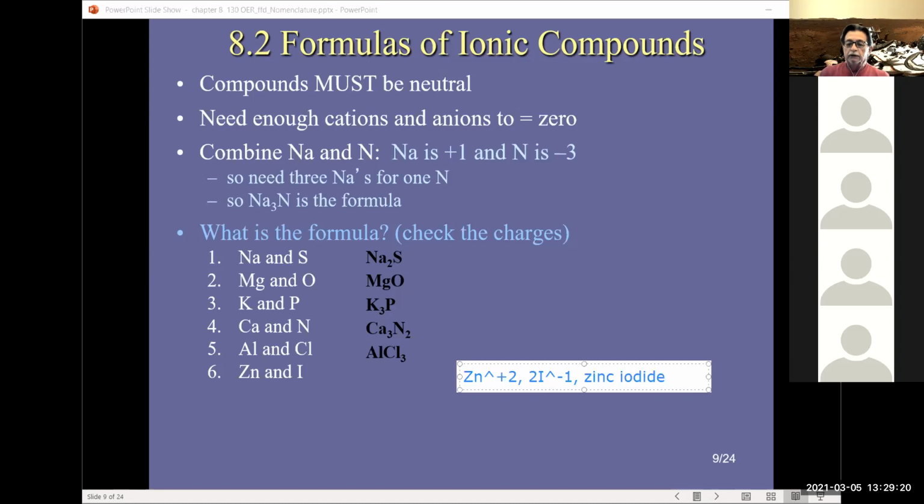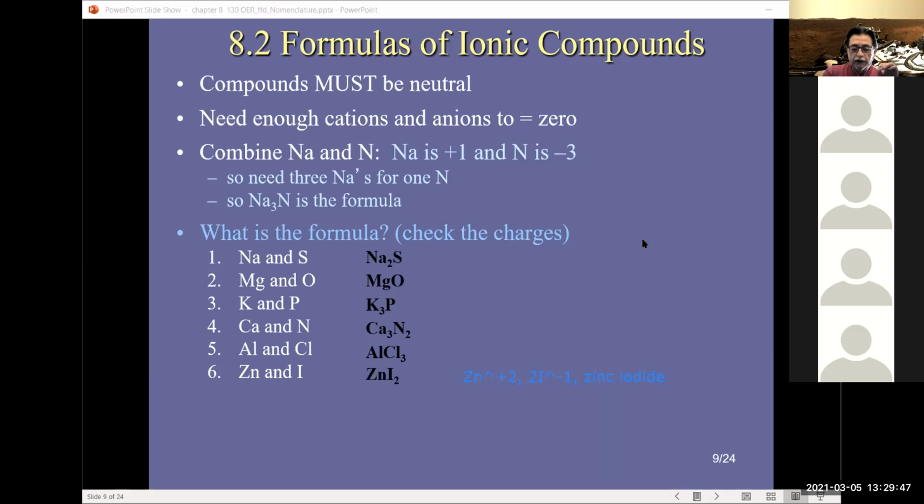Okay, that's what you ingest in your salt when you are ingesting iodized salt. It is a sodium iodide, maybe a potassium iodide. You know, I'm not familiar of them using iodine in your salt. Okay, all right. So we got the name here, the formula ZnI subscript 2. Now, and the name zinc chloride.